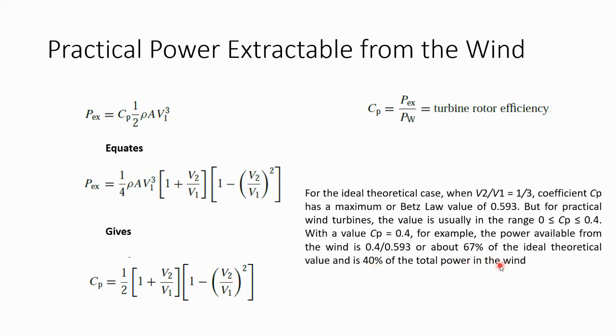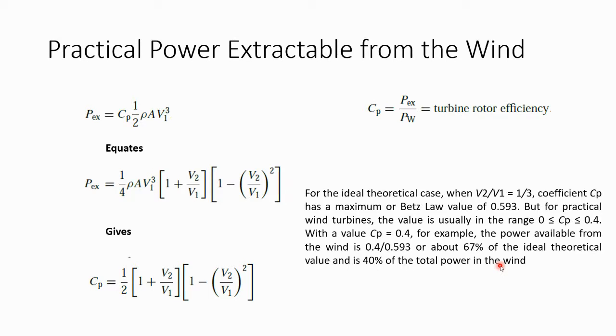So theoretically, we can only extract 59.3% from the incoming wind. Okay, 59.3% of the power from the incoming wind. That is the theoretical value. Practically, we can only extract 67% of the theoretical maximum extractable power.